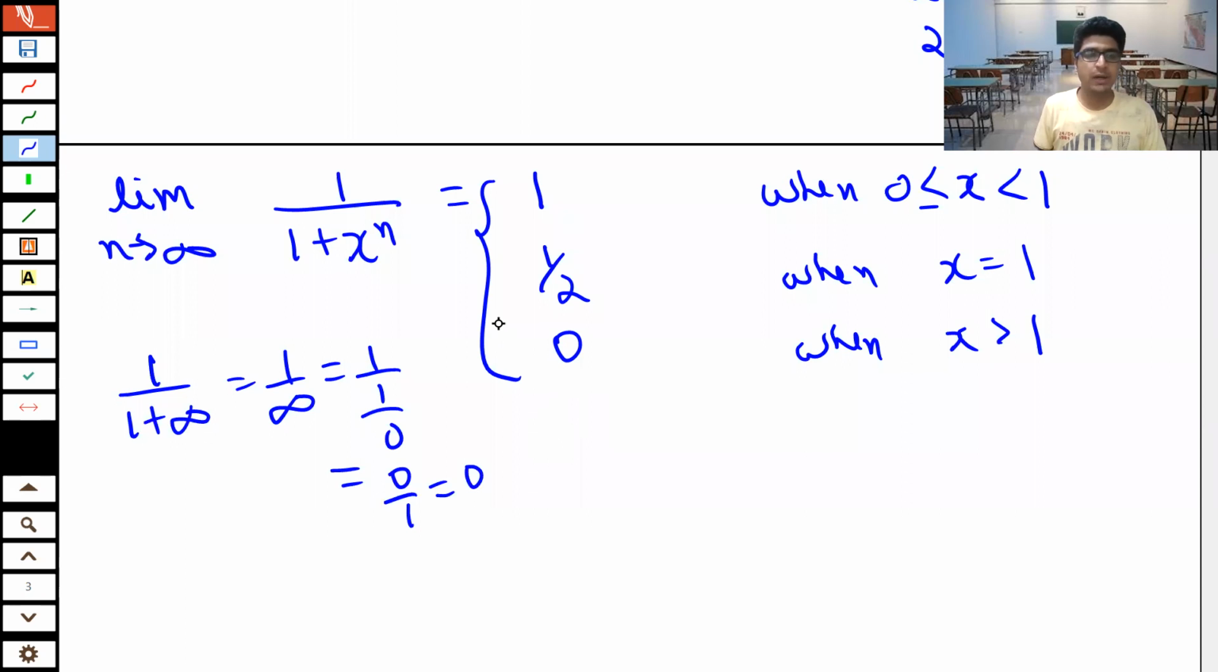So this is actually the function, right? Because the function takes its value from the limit. So let's draw this.